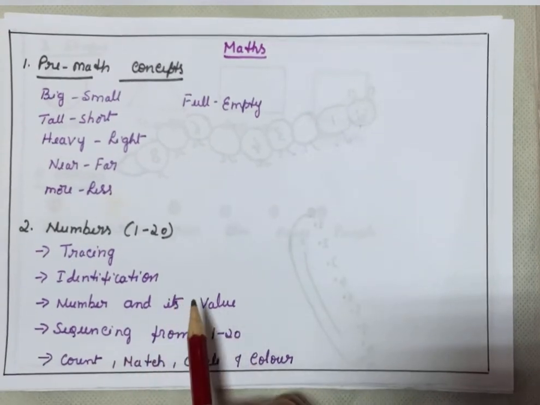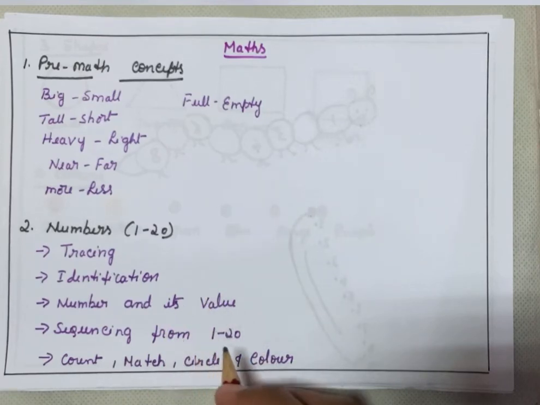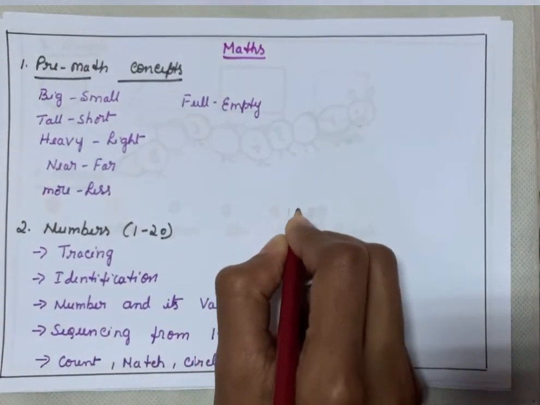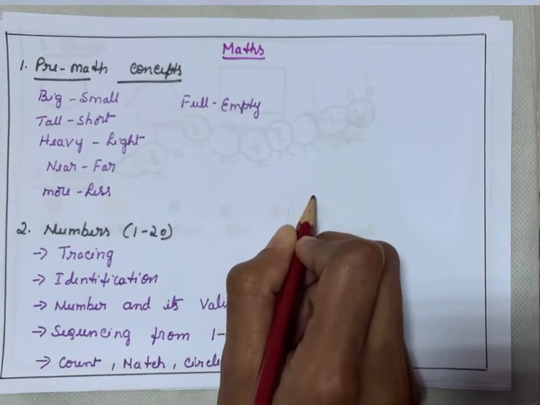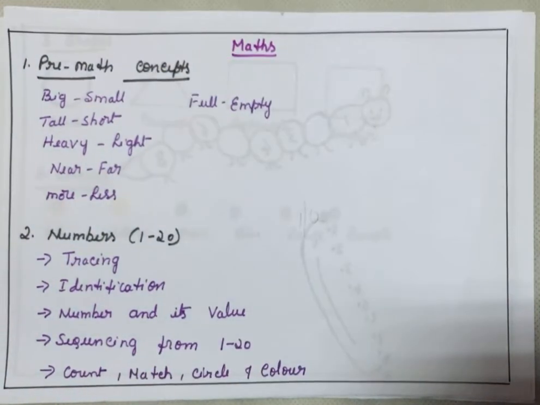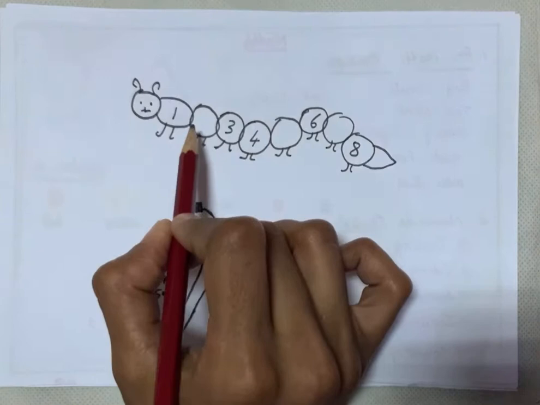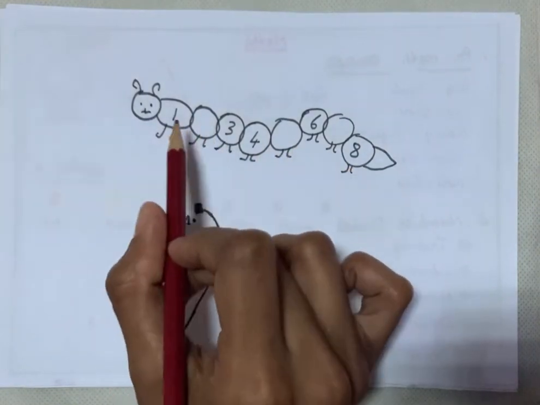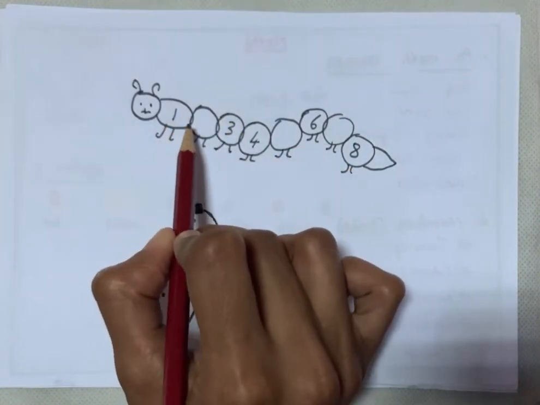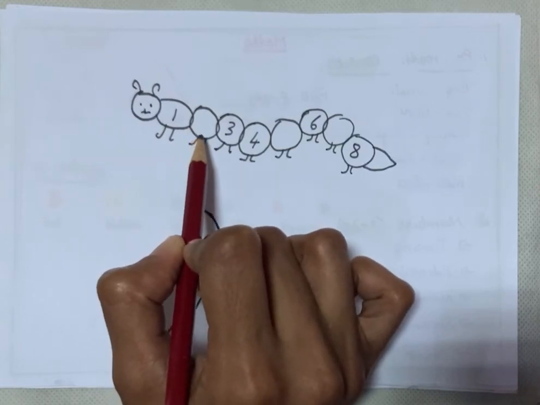Next is number and its value. You can teach them ones, tens, like giving some examples, like you can write 10 and explain to them this is ones place, this is tens place, etc. Next is sequencing from 1 to 20. For sequencing of numbers, you can use these types of worksheets. With the help of these worksheets, your child can learn the concept of sequencing very easily.